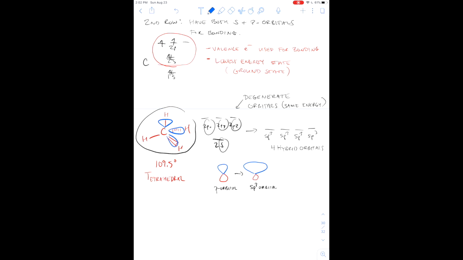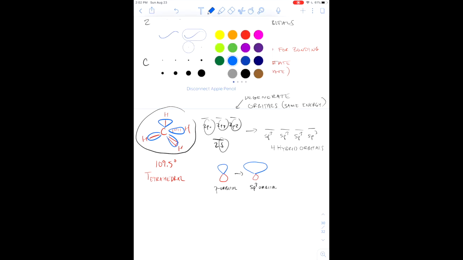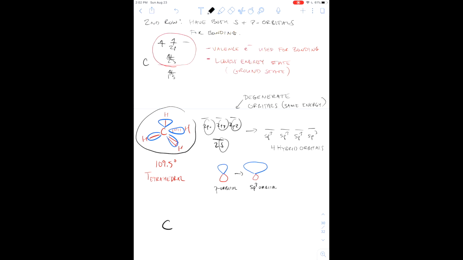Okay, so that's boom, boom, boom, boom. We've got those 4 sp3 orbitals projected at 109.5 degree angles because they're all equal in energy, and they want to be as far away from one another as possible, right? Just VSEPR theory.